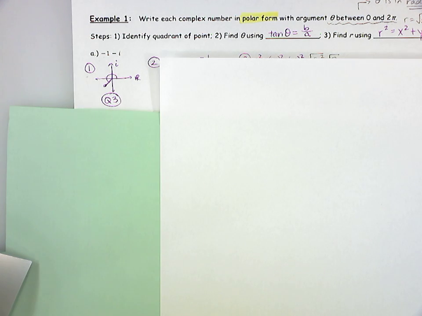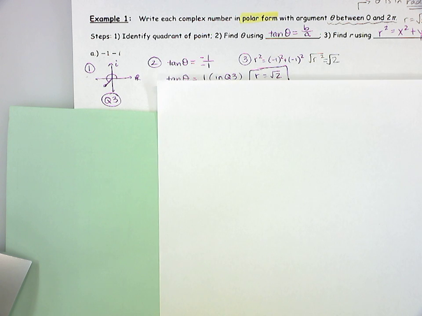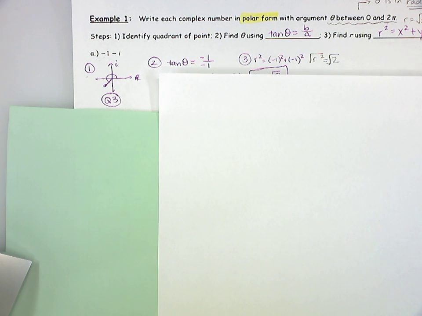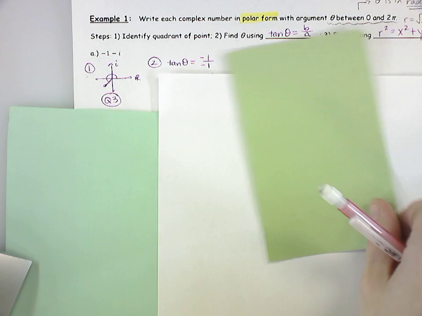Okay, Alex, for step 2, could you tell me the equation that you set up? Tangent of theta equals negative 1 over negative 1. Okay, great. So tangent of theta equals negative 1 over negative 1. Okay, that's your b over a.